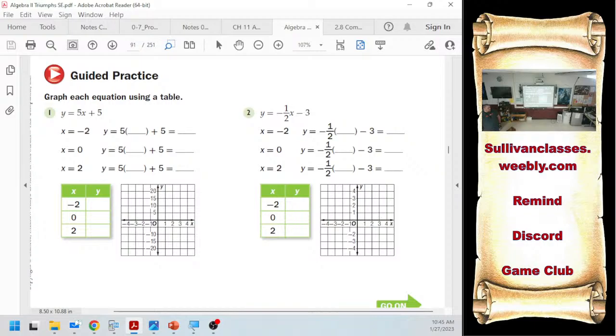Remember, alright. Okay, so plug in 2. 5 times 2 is 10. Plus 5. 15. Yep. So there you go. Put your 15 here. Plot the point 2, 15. Positive 2. Right, 2. That's positive 15. There you go. See how they all line up? Now get your straight edge.